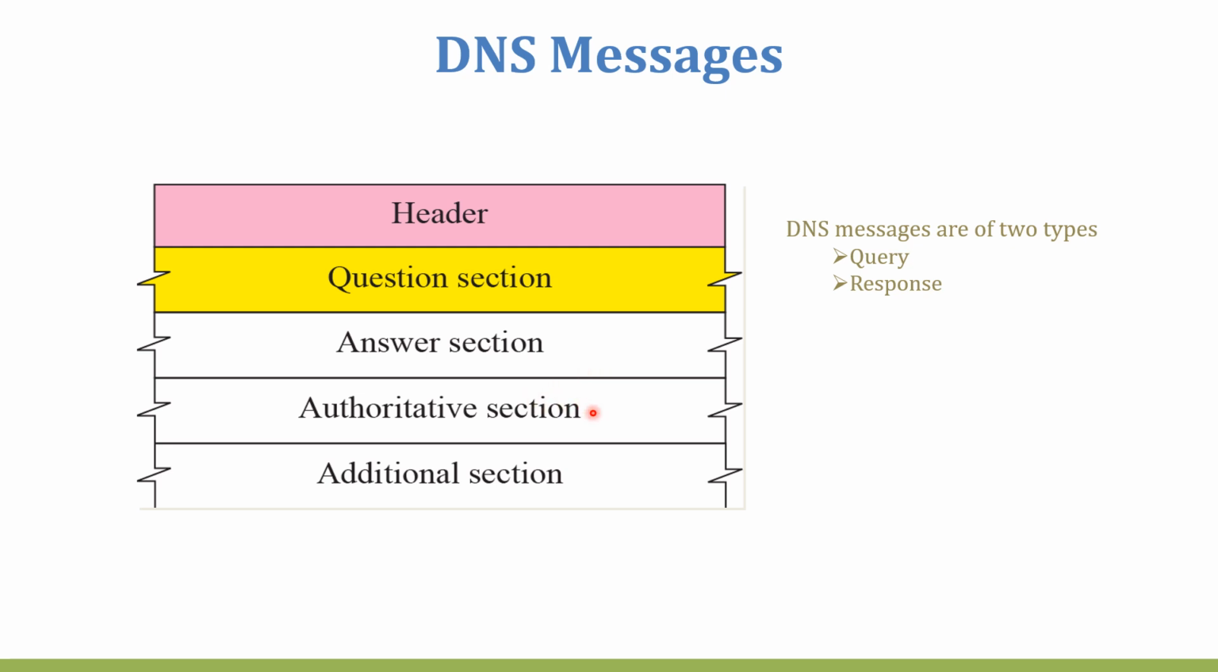Authority section. This part tells the client about the authoritative DNS servers for the domain if the current server does not know the answer directly. And finally, the additional section sometimes includes extra information that may be useful, like the IP address of the authoritative DNS server.